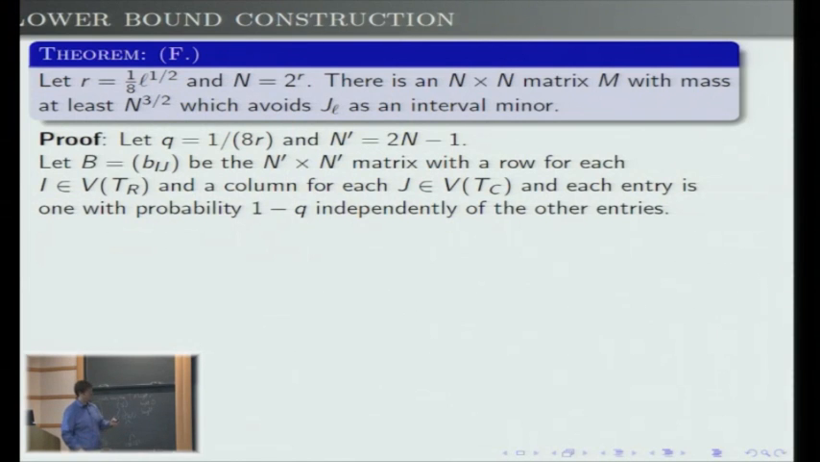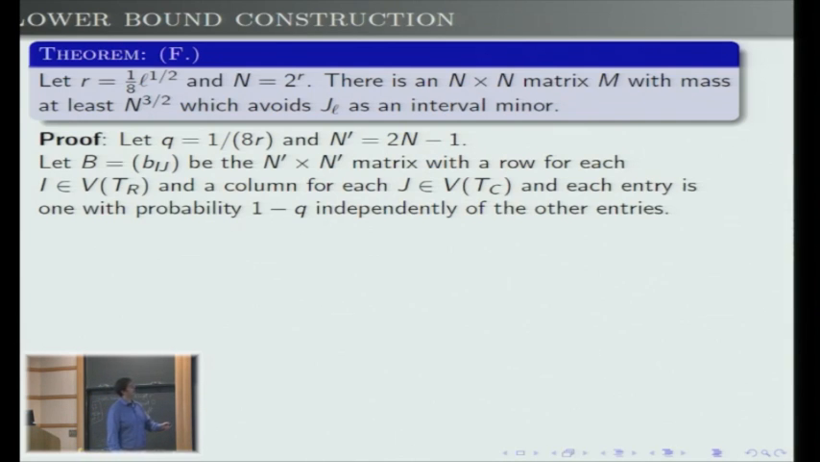It's going to be, the rows will be indexed by vertices of these two trees. So each row will correspond to an interval, which is a vertex of TR. And each column of B will correspond to a vertex of TC, which is an interval. So an interval I in this tree and an interval J in the other tree.